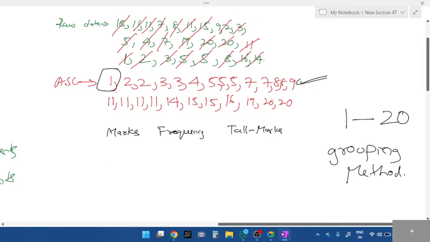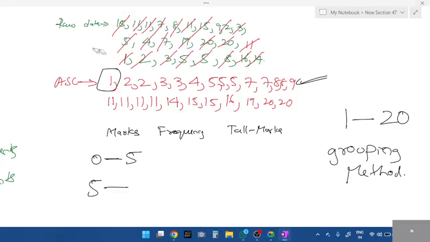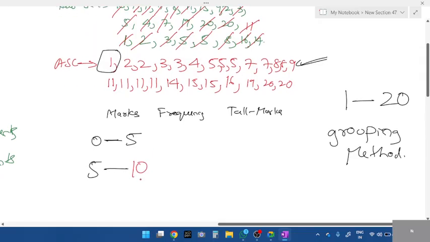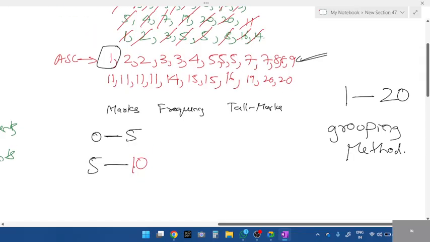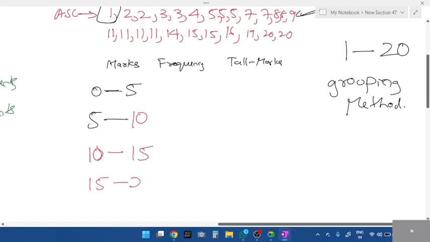First, continuous. Continuous is nothing but we start from 0 and group it up to 5. Next, continue with this 5. What is the difference between 0 and 5, students? 5 minus 0, what's the value? 5. Next, what should I take from 5 to 10? Very good, 5 to 10. The difference is 5, right? Next, from 10, continue with this 10, add that 5, 10 to 15. Next, 15 to 20, we have only till 20 marks.